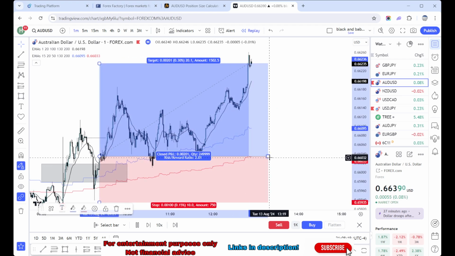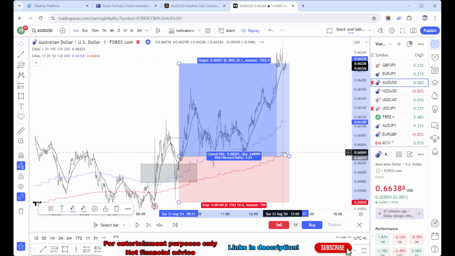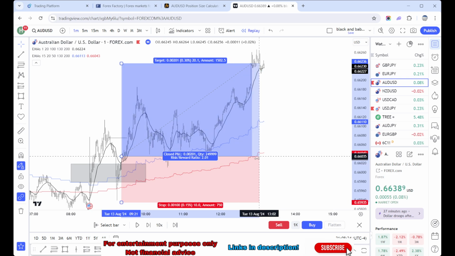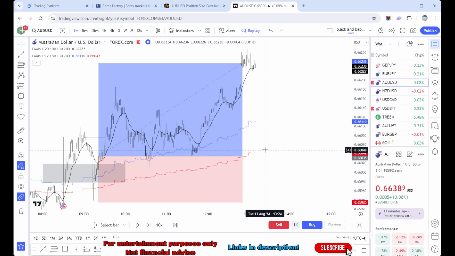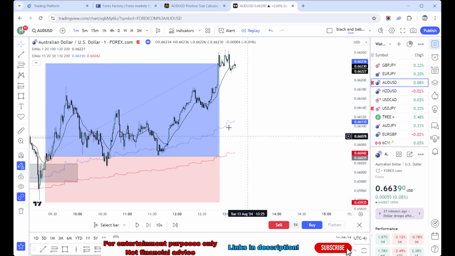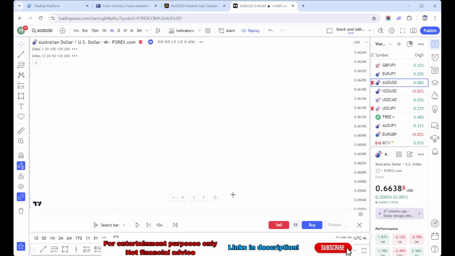Look at that, we're back into good profit now. Boom. Take profit was hit. Beautiful trade setup right there, bro. Become emotionless during your trades. Don't let your trades mess with you, bro. You know what I mean?